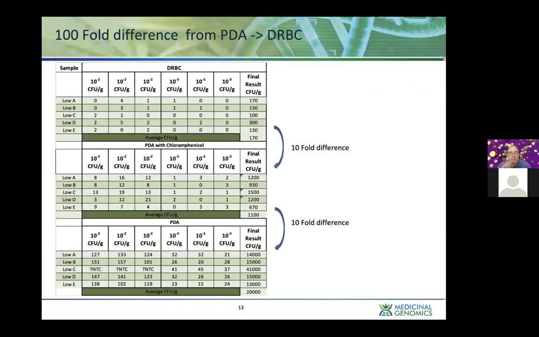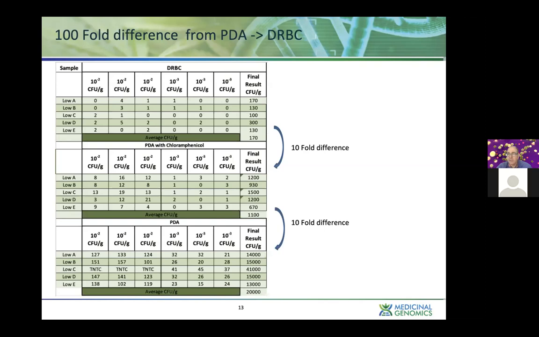And right out of the gate, one thing you'll notice is that there is a log scale difference in CFUs that we're seeing between the different culture mediums. So there's a 10-fold increase in the number of CFUs found when you move from DRBC with chloramphenicol to PDA with chloramphenicol, and another 10-fold increase when you go to PDA without any chloramphenicol. So here we have a 100-fold variance in what a CFU might be. So if a regulation just says CFU, we don't really know what that means, and we're never going to get molecular methods to really zero in on this, all right?